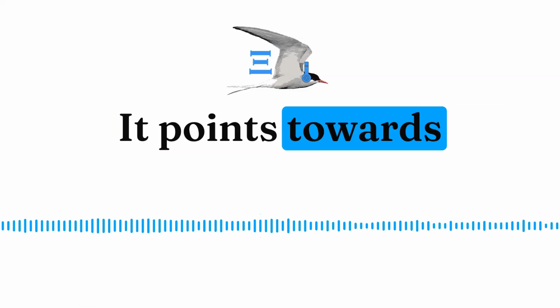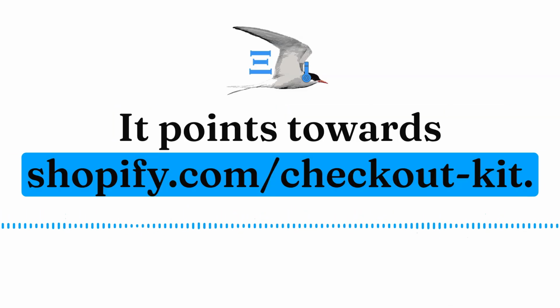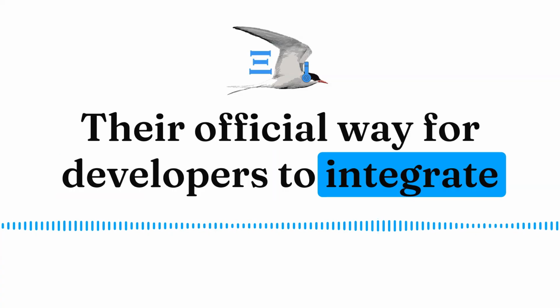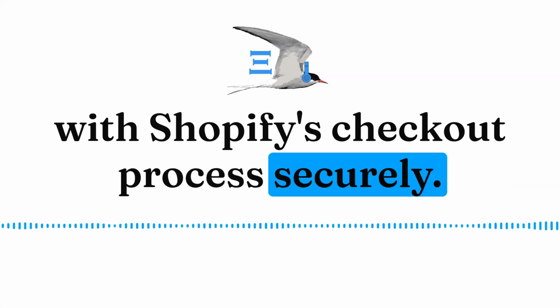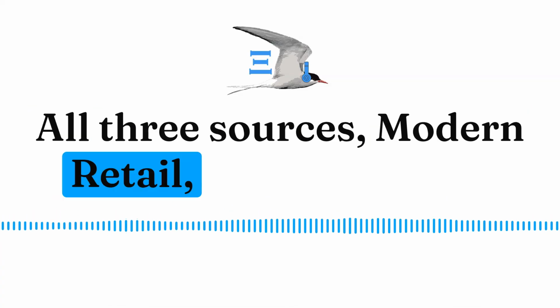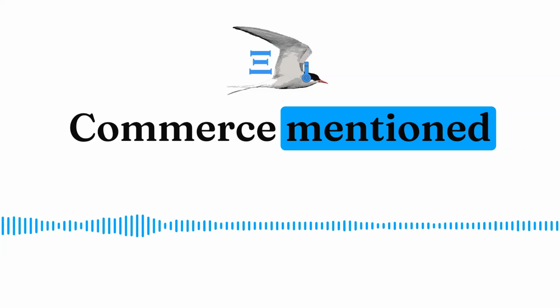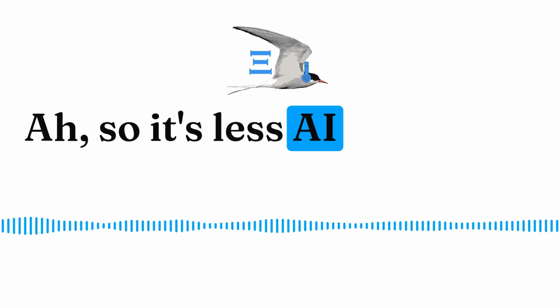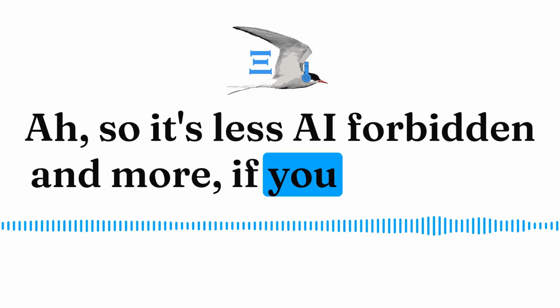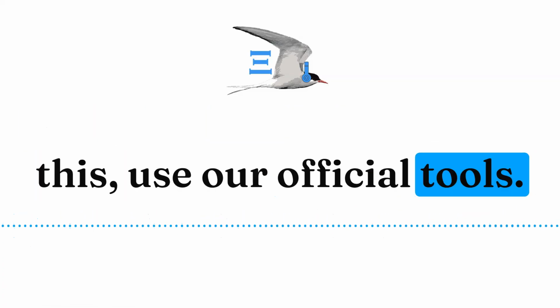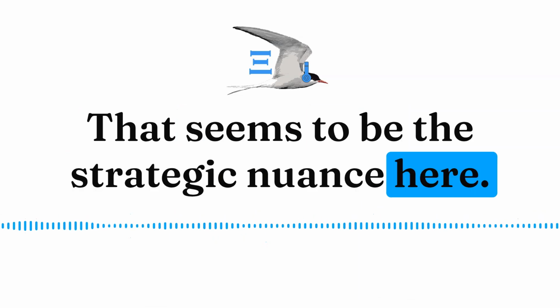Right. It points towards Shopify.com/checkout kit, their official way for developers to integrate with Shopify's checkout process securely. All three sources, Modern Retail, Digiday, Power Commerce, mentioned this clarification. Ah, so it's less AI forbidden, and more, if you want to do this, use our official tools. That seems to be the strategic nuance here.